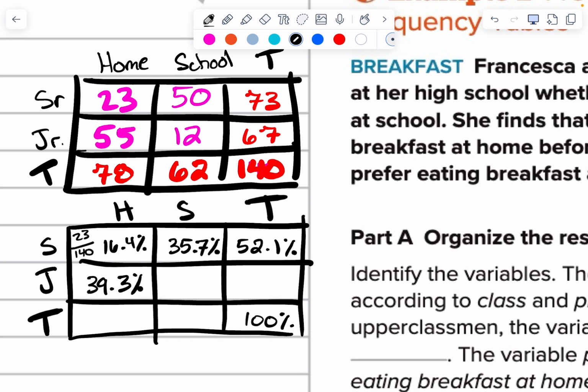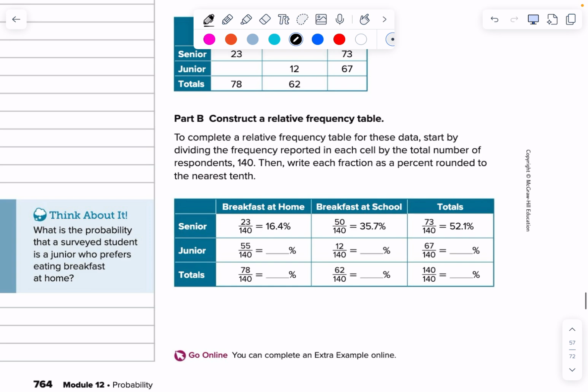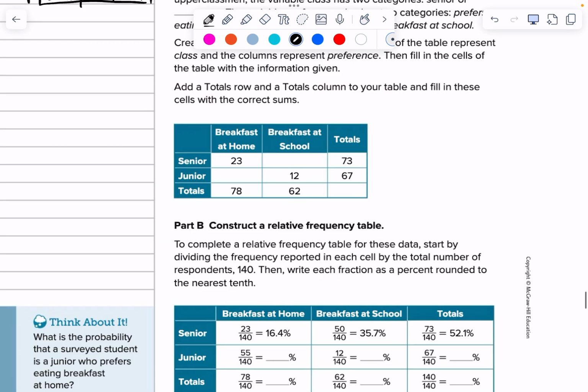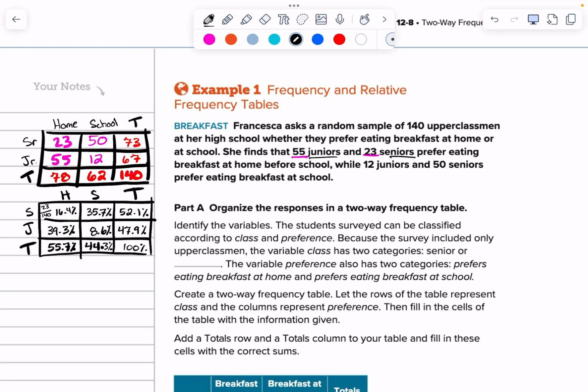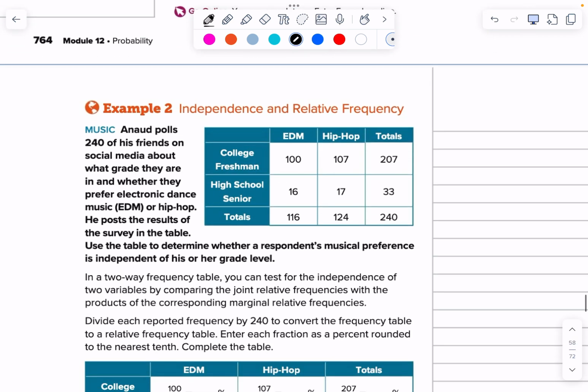And then 12 over 140 is 8.6. And then the one next to it is 47.9. And then the one, 55.7. Good job. And 44.3. And 44.3. Perfect. Not hard, right? You can flip those around. You're just doing everything divided by 140. Do you have to put those in a percent? Yes, you have to make the two tables. Put it as a percentage. It's better to read as a percentage.